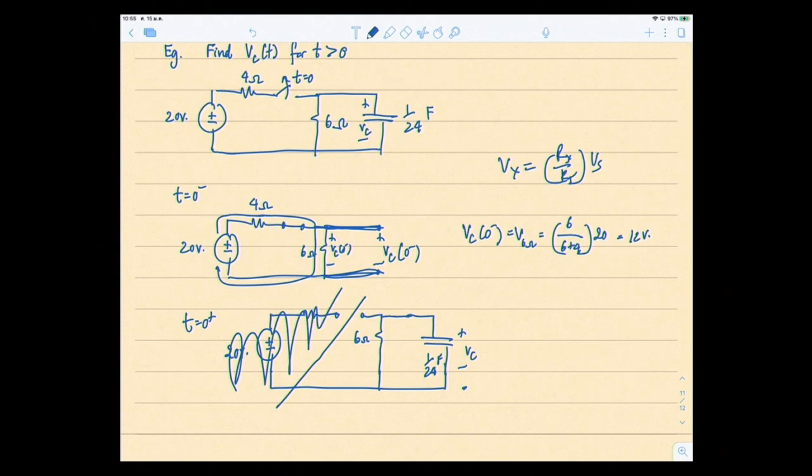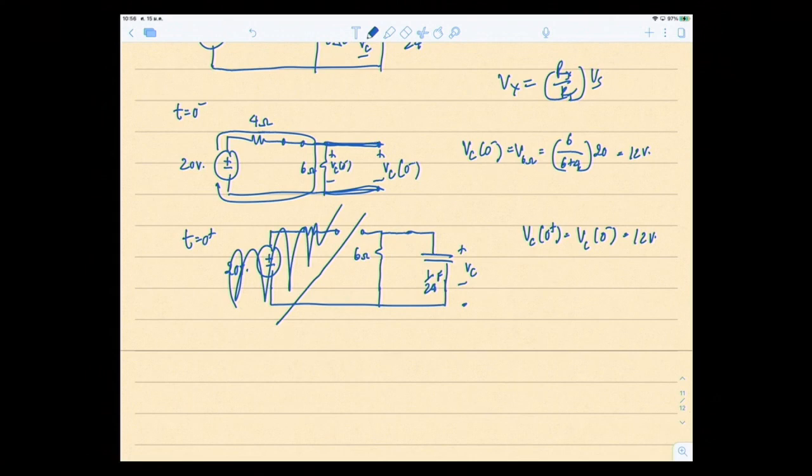Now you have a source-free RC circuit, just like we did above. Before we go on, we have to define that VC at 0 plus is equal to VC at 0 minus, equal to 12 volt. So this is your initial value. The capacitor kept this voltage as the switch changes.